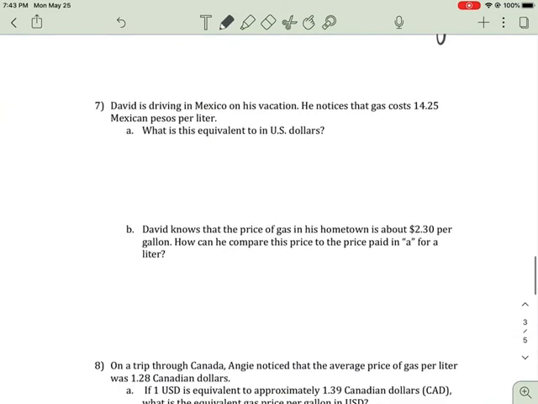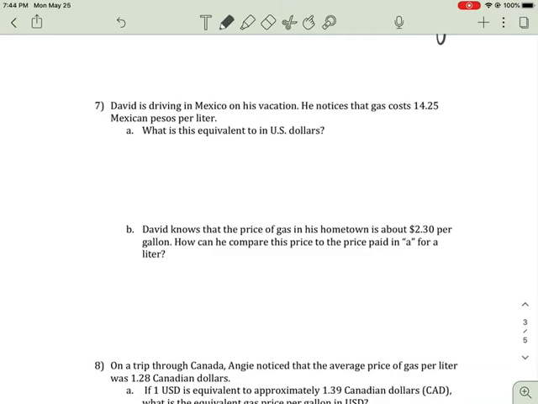All right, so now we have David. David is driving to Mexico on his vacation. He noticed that the gas costs 14.25 Mexican pesos per liter. Well, that's a lot of money. It seems like a lot of money, but remember, that's in pesos, not in dollars.